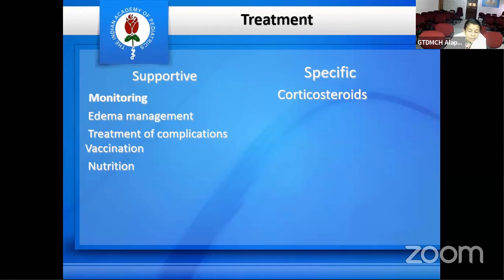Supportive management includes monitoring of the child admitted in the ward. If there is severe edema, you can treat the edema. If there are complications, you can treat the complications. You have to give certain vaccinations and proper nutrition to the baby. Specific treatment for nephrotic syndrome, minimal change, is corticosteroids.